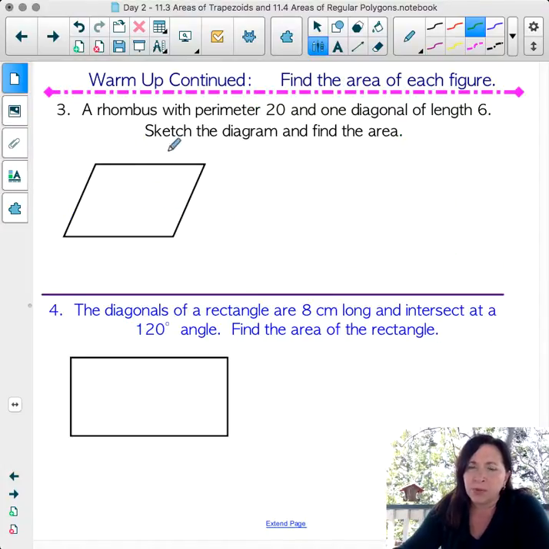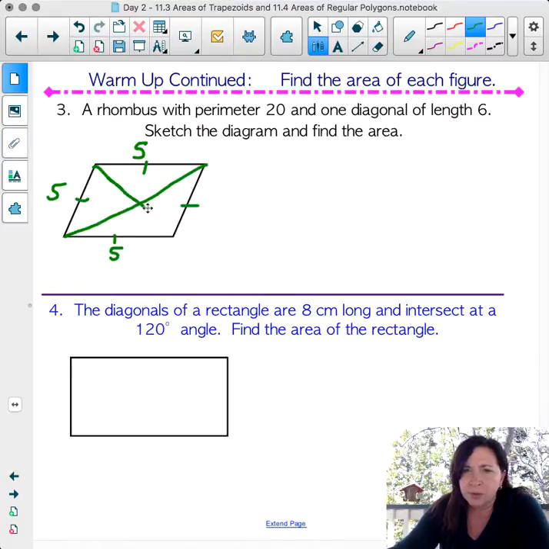Continuing with our warm-up with what we learned on day 1, find the area of each figure. A rhombus has a perimeter of 20 and one diagonal of length 6. Well, if the perimeter is 20, remember about a rhombus, all sides are congruent. So we're going to take 20 and divide by 4. So each of these sides are 5. Now, one diagonal has a length of 6. So the other diagonal, remember, is perpendicular. So I'm going to say we have a 3 and a 3. This becomes a 3, 4, 5 triangle. So you see that? 3, 4, 5, because it's a right triangle.